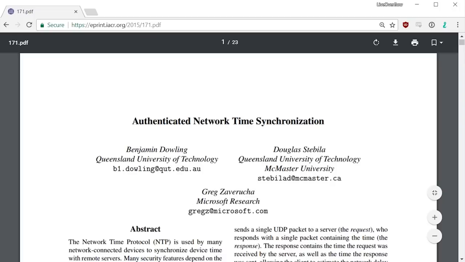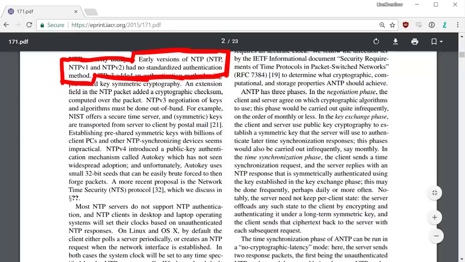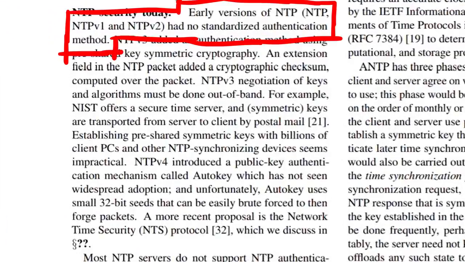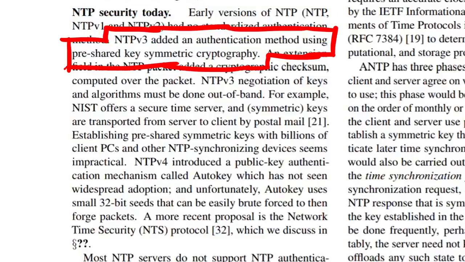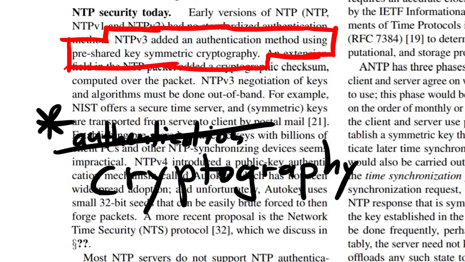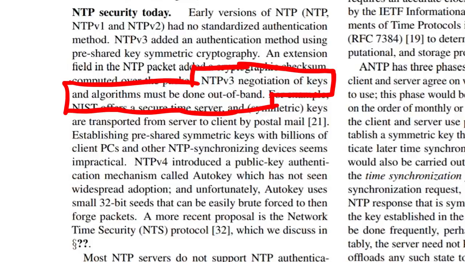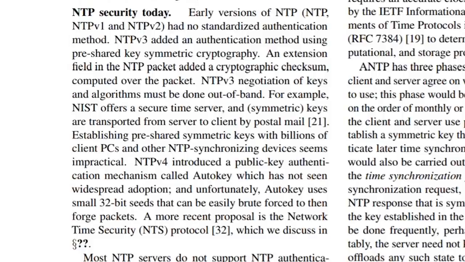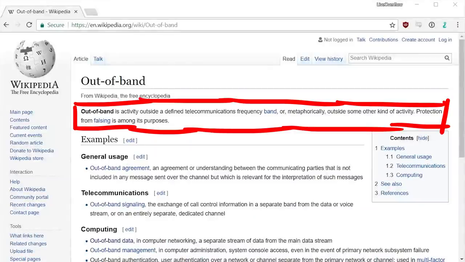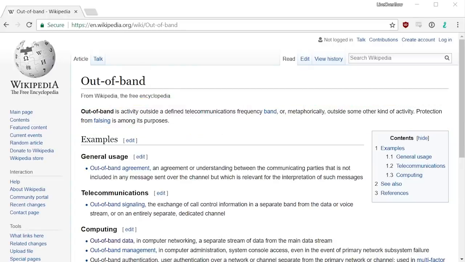Let's read a short summary I found about this in a paper, Authenticated Network Time Synchronization. Early versions of NTP, so original NTP, NTP version 1 and version 2, had no standardized authentication method. NTP version 3 added an authentication method using a pre-shared key for symmetric authentication, and the negotiation of keys and algorithms must be done out of band. That term comes from radio frequency band, so out of band is an activity outside a defined telecommunication frequency band, because you suspect the enemy is eavesdropping on the one you use.